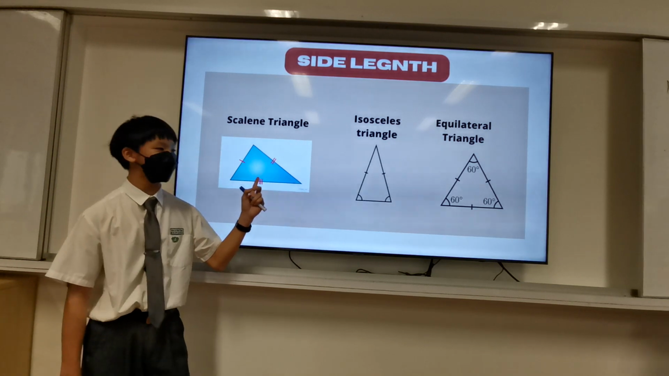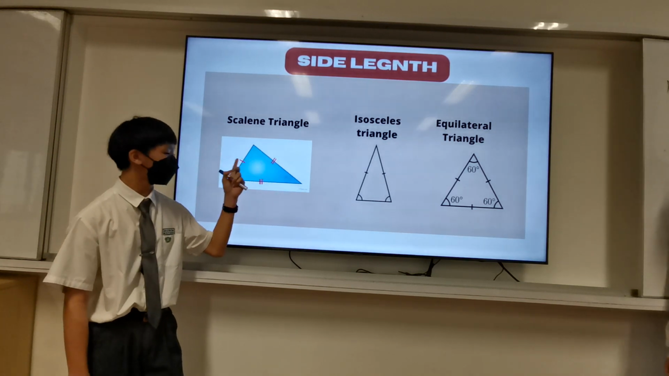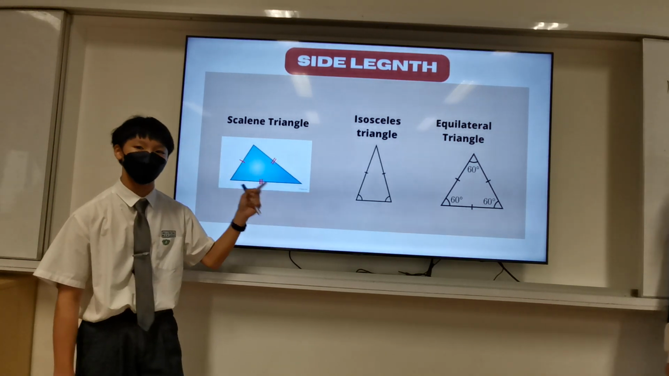And the scalene triangle has no same side length and angle.